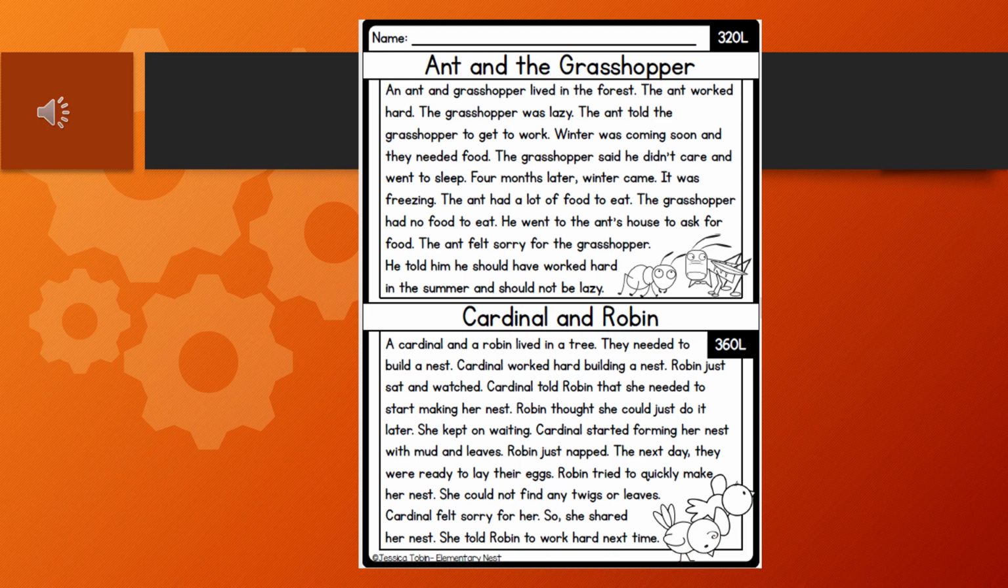Robin tried to quickly make her nest. She could not find any twigs or leaves. Cardinal felt sorry for her, so she shared her nest. She told Robin to work hard next time.